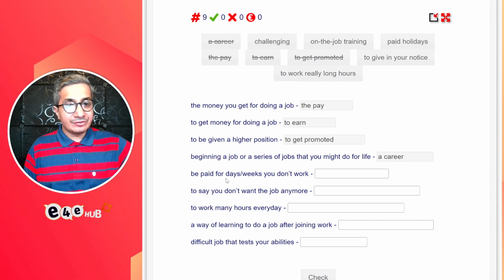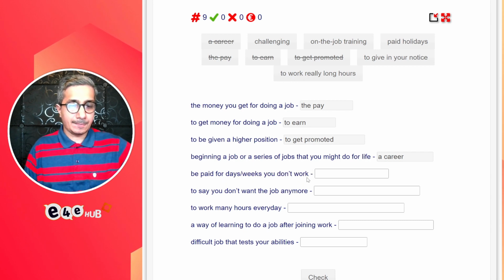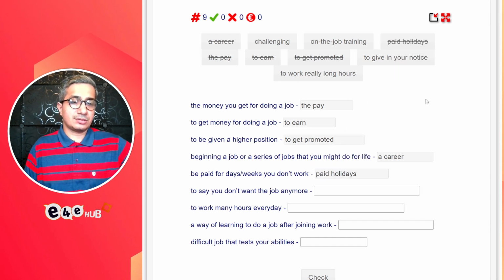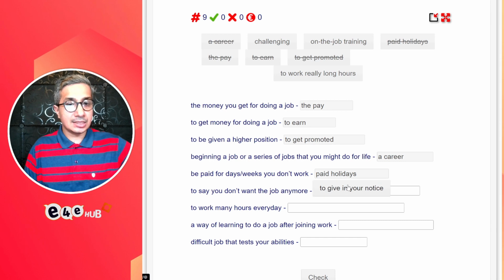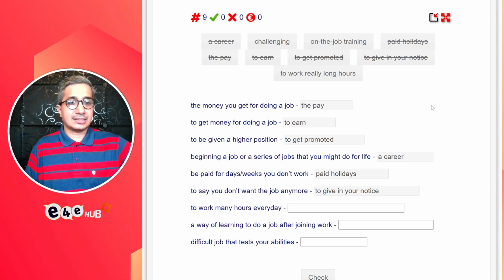Be paid for days you don't work or weeks you don't work. So it's a leave where you're getting paid for that leave. Paid holidays, paid leave, sick leave, and all of those things. To say you don't want the job anymore is to resign, to give in your notice, to hand in your notice, or to hand in your resignation. Okay, that's give a warning that I want to quit.